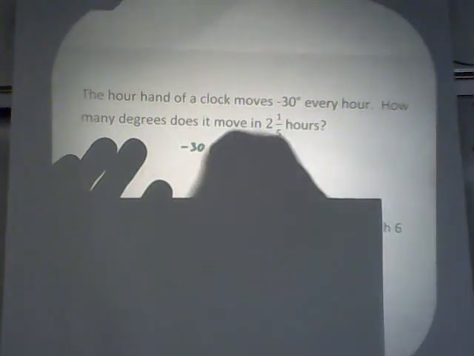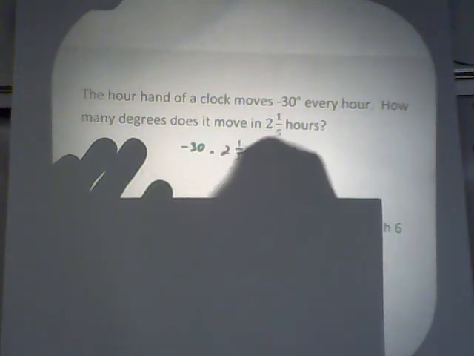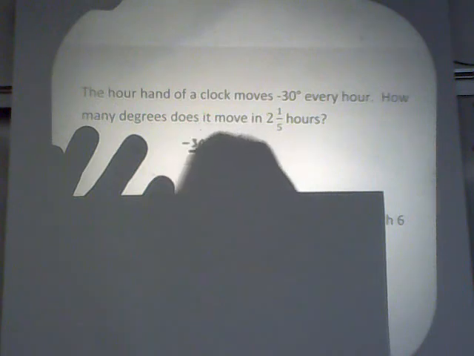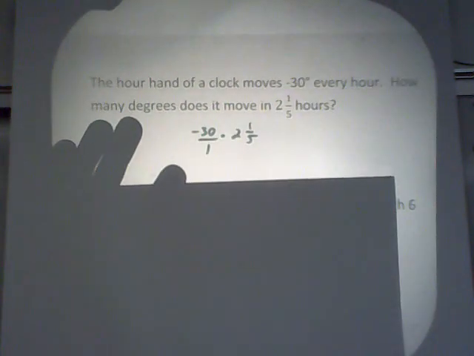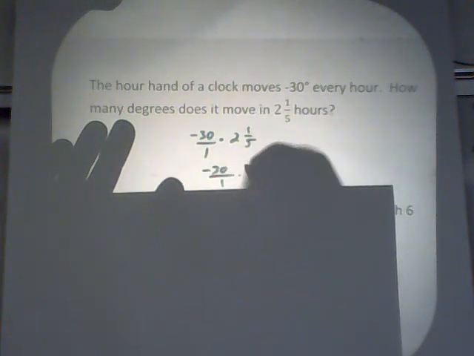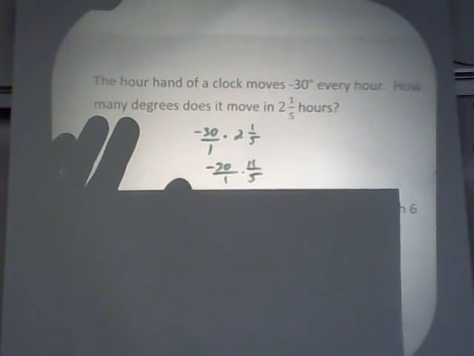I'm going to multiply it. This is 1 hour. So if I multiply it by that, that'll tell me what the total movement is after 2 1/5 hours. Okay, let's make it over 1. What do I do first to solve it? Let's go around the world. So that gives me negative 30 over 1 times 11/5.